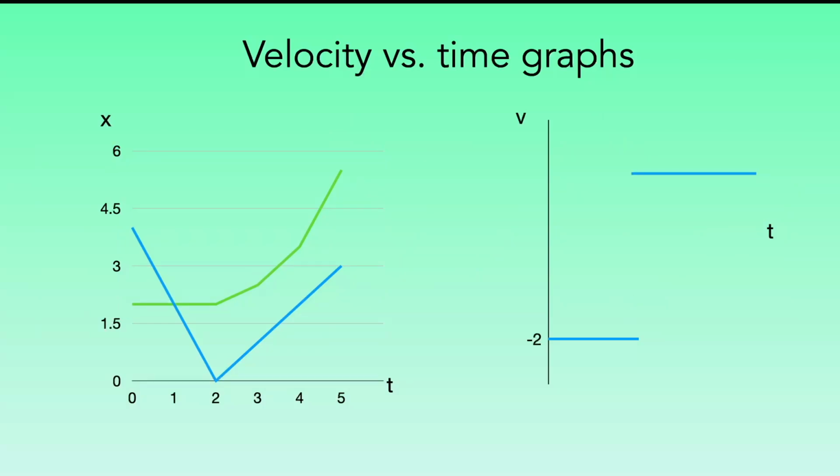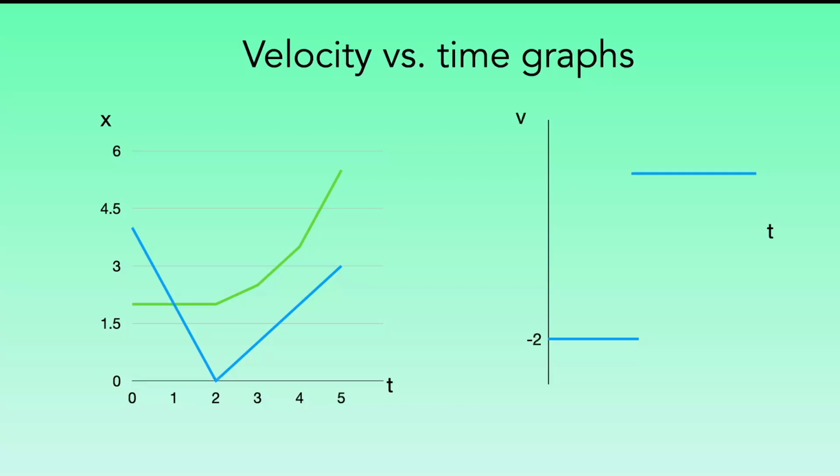Okay, and we can do this piecewise. Both of these change at 2 seconds. The blue one has a negative velocity for the first 2 seconds, right? Negative slope. And then it has a positive velocity for the next 3 seconds.